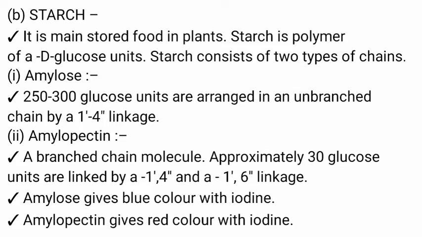Amylose chain is composed of 250 to 300 glucose units. This amylose is unbranched and the glucose units are linked with alpha-1,4 linkages. Amylopectin is a branched chain starch molecule composed of approximately 30 glucose units which are linked by alpha-1,4 glycosidic bonds. At branches region, these are linked with alpha-1,6 glycosidic bonds. Amylose gives blue color with iodine test. Amylopectin gives red color with iodine test.